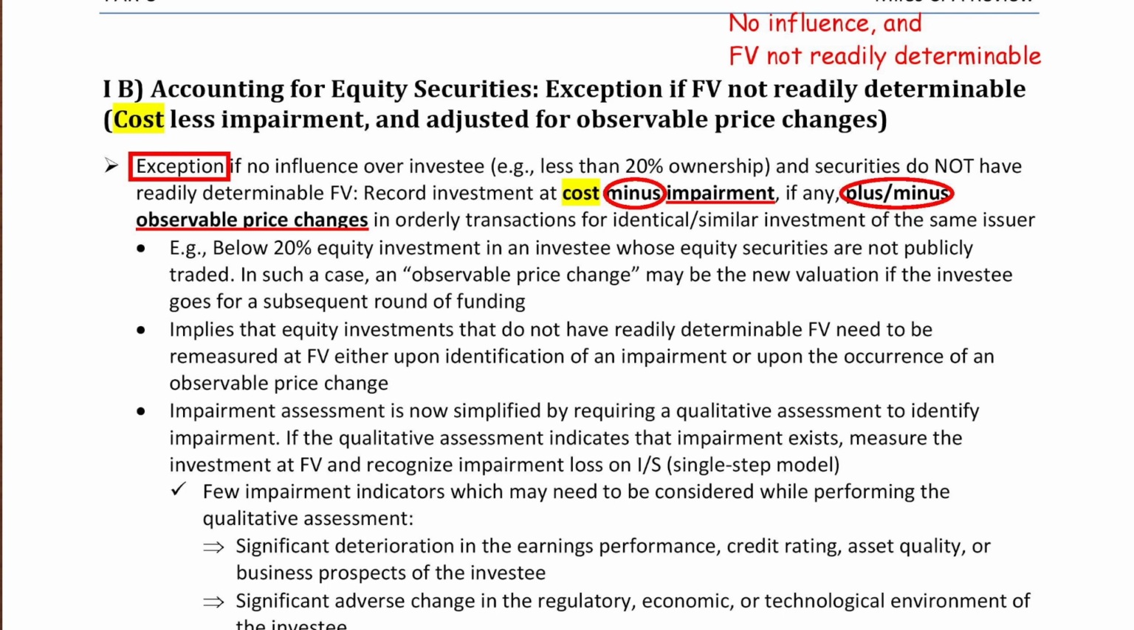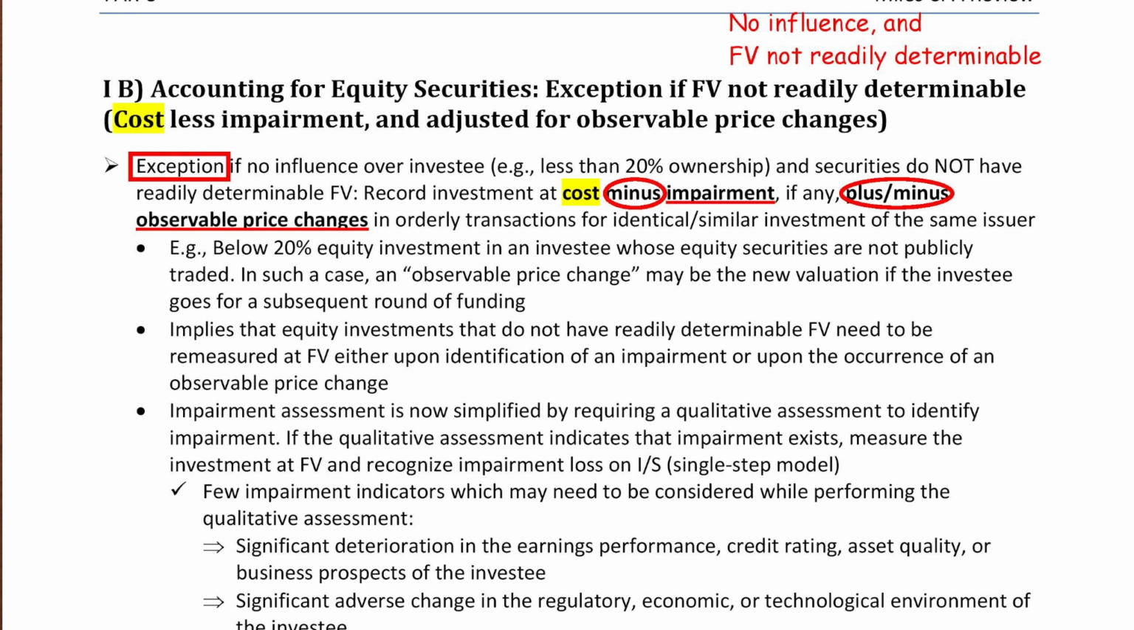Of course, periodically, the investor determines if those securities are impaired. If yes, there are going to be impairment losses. Also, the investor needs to be on the lookout for any observable price changes of those equity securities. Think about it. Let's say the investee goes for a subsequent round of funding, which leads to a new value for the equity securities. Now, that is an observable price change, which needs to be factored in by the investor in the value of the investment.